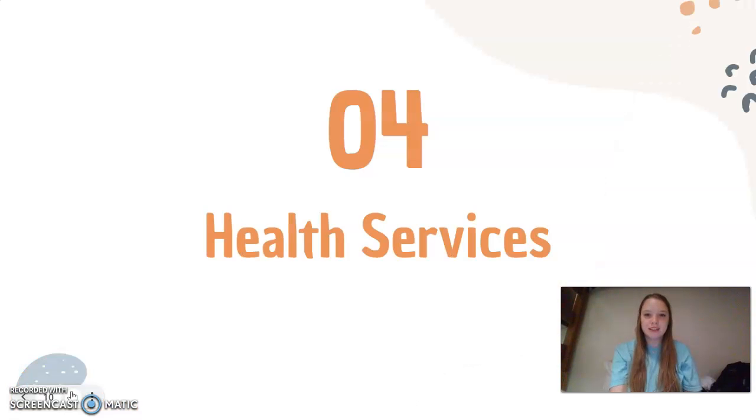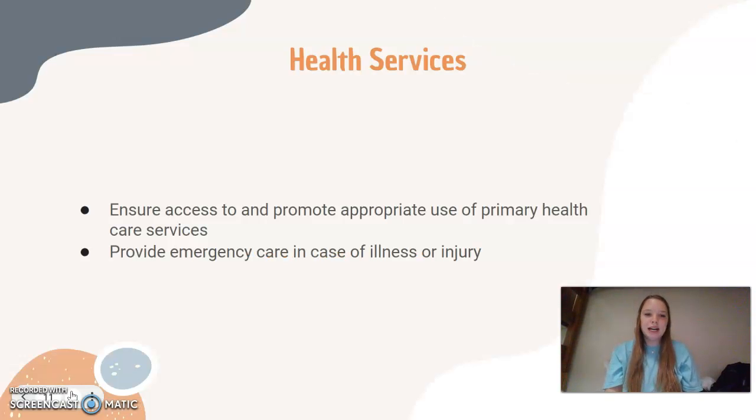Number 4, health services. Ensure access to and promote appropriate use of primary care services, and provide emergency care in case of illness or injury. So we need to make sure we're using primary health care services appropriately, that we're not abusing them, and that we know the reason and purpose they are there. And in case of emergency or illness, we have emergency services there for our students and families to use.